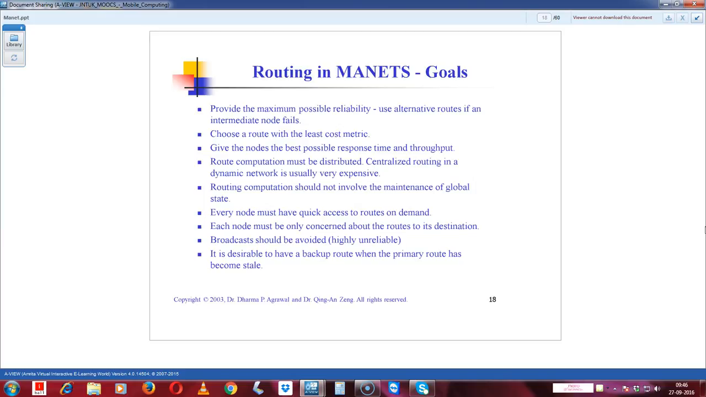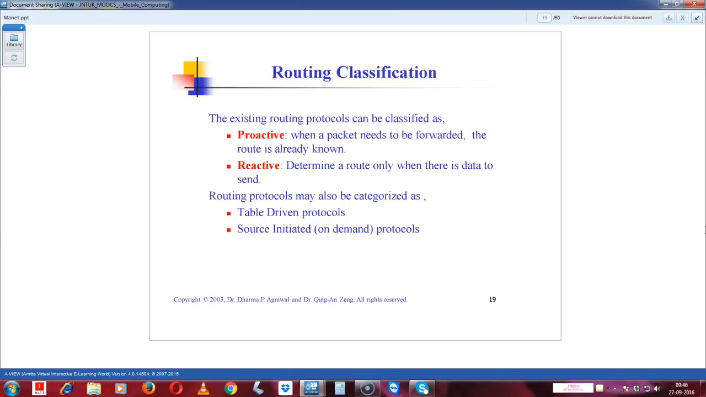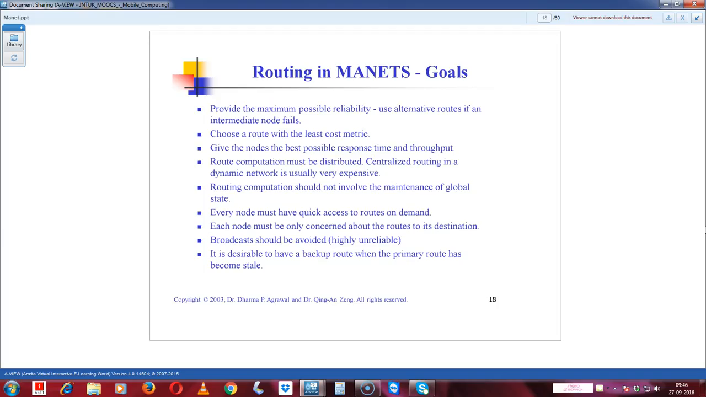It is desirable to have a backup route when the primary route has become stale. In routing, it is desirable to have an alternate path. If your primary route becomes stale or destroyed, you can use your backup route, your secondary route. So now you know the characteristics of routing and what routing basically is, and why we are doing routing.